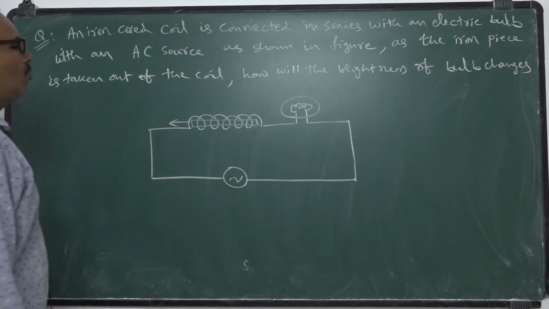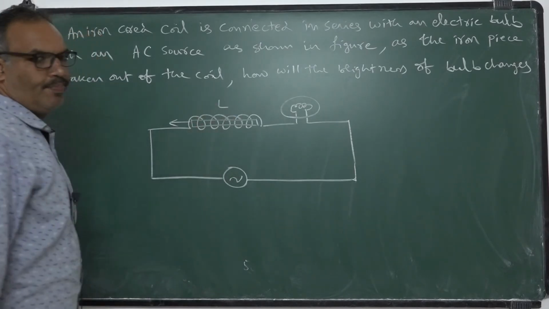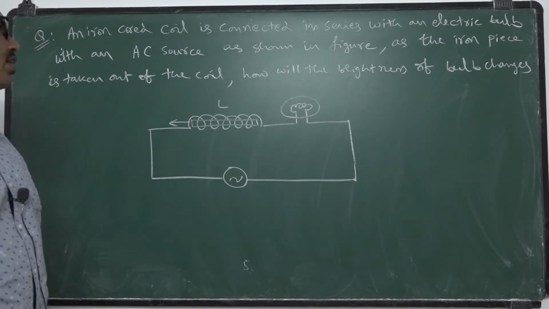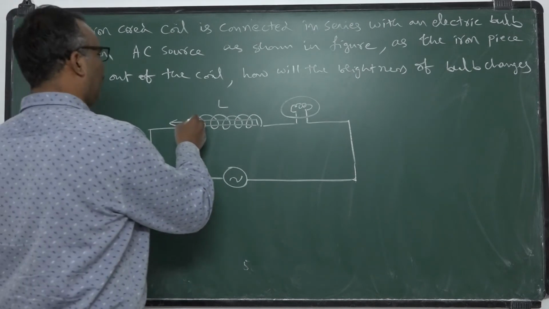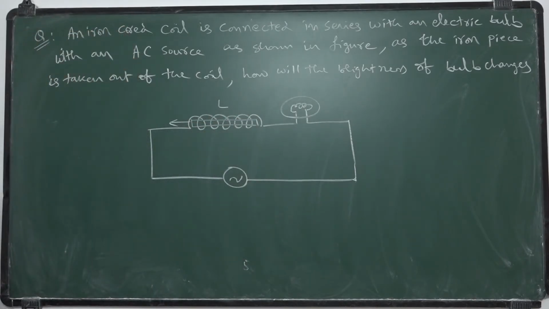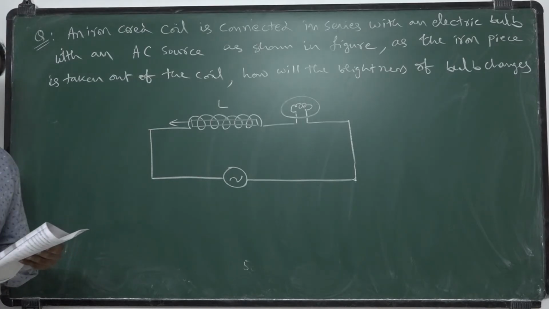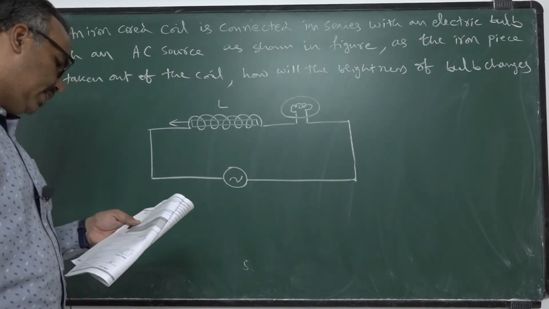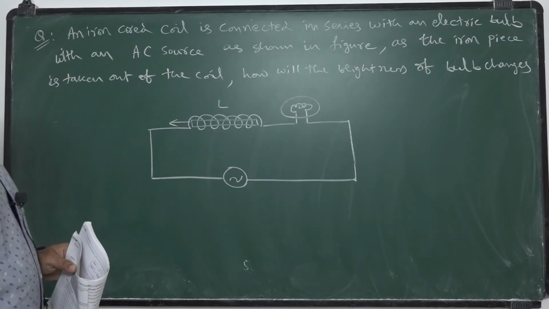So you studied about inductance coil. The self-inductance of the coil depends on the permeability of the medium. So when you remove the iron core, iron is having good permeability. When permeability of the medium decreases, inductance of the coil also decreases. When inductance decreases, what will happen?